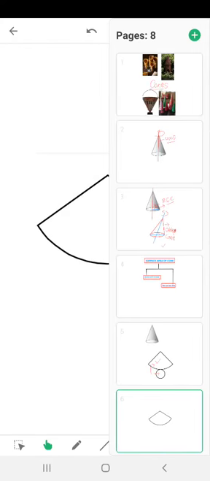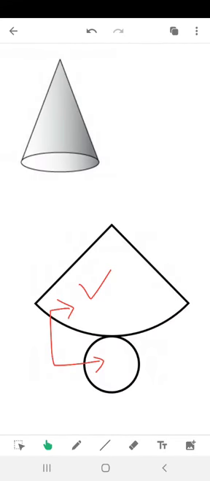Okay, before coming to this, let us once again take a look at this cone. Basically, in this cone, this is the center and this is the radius.